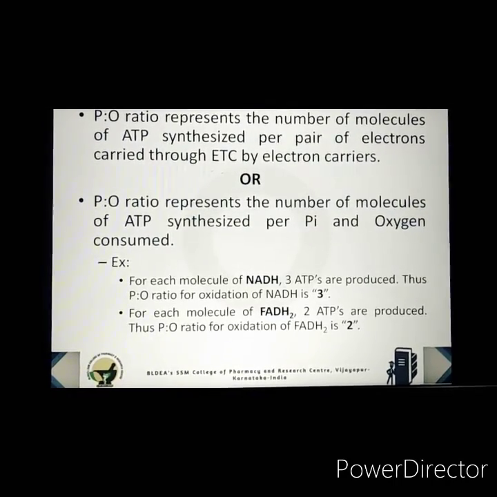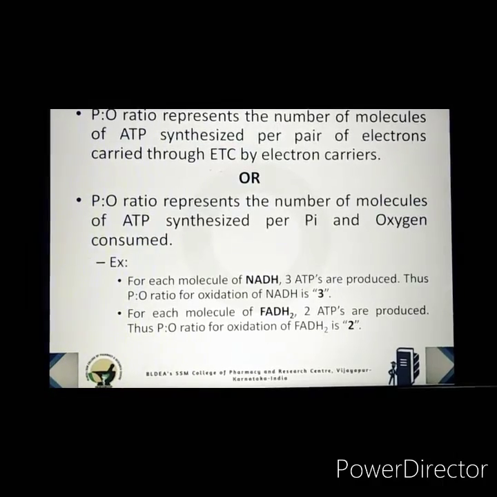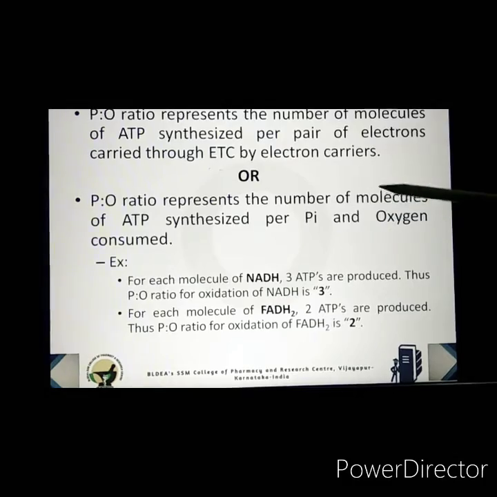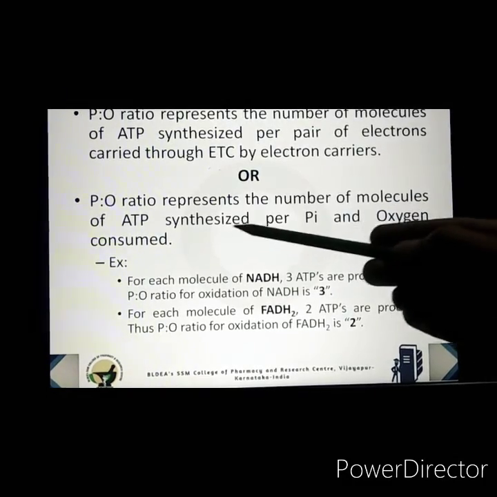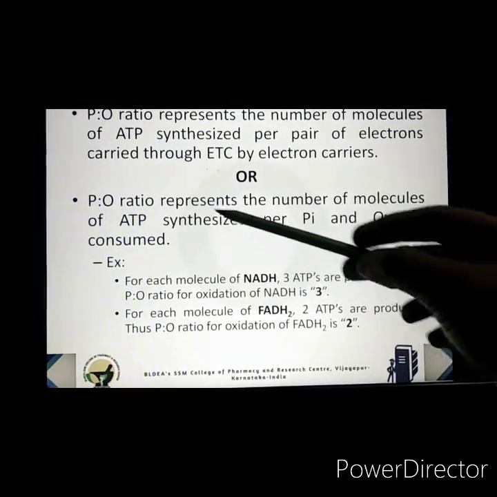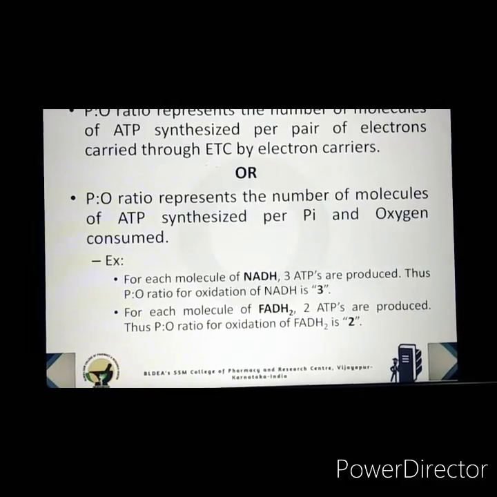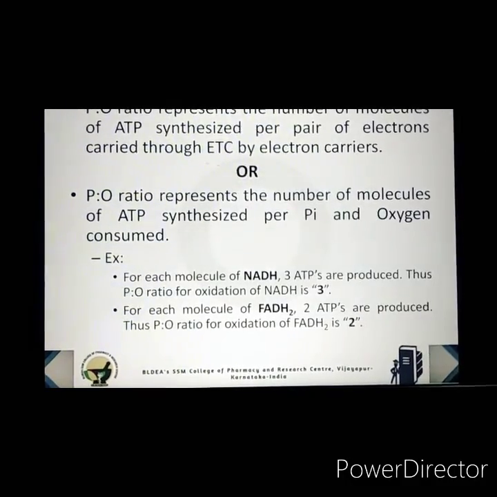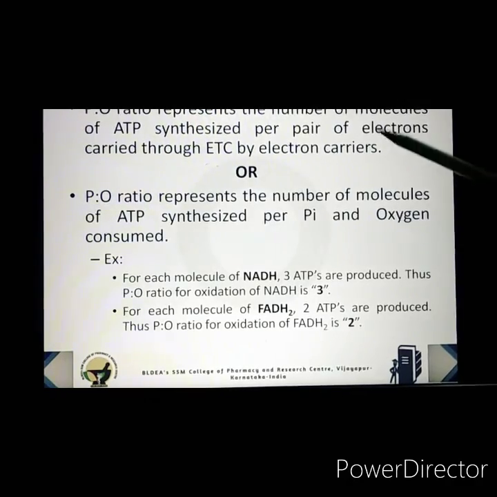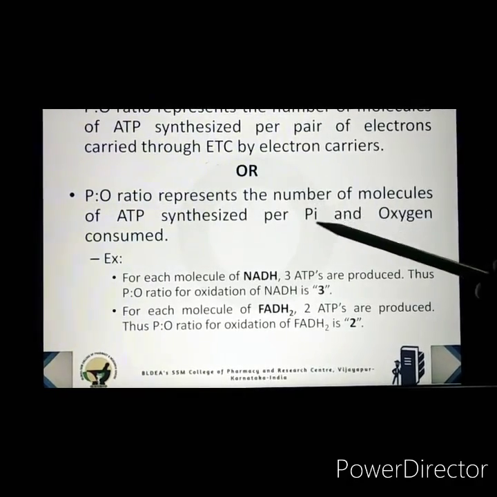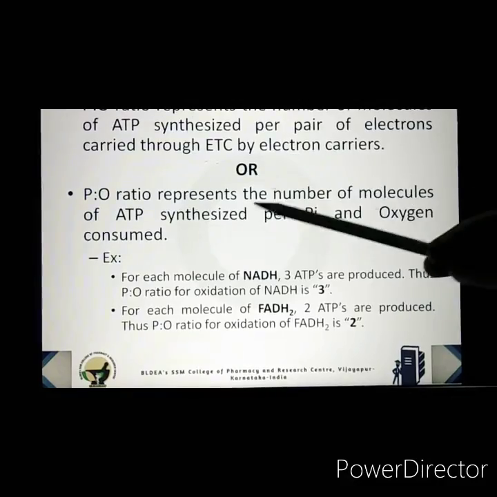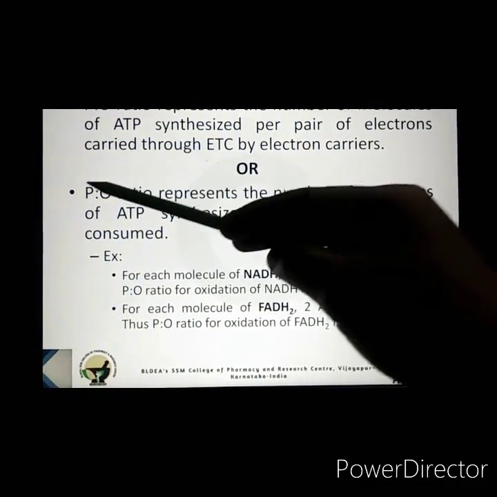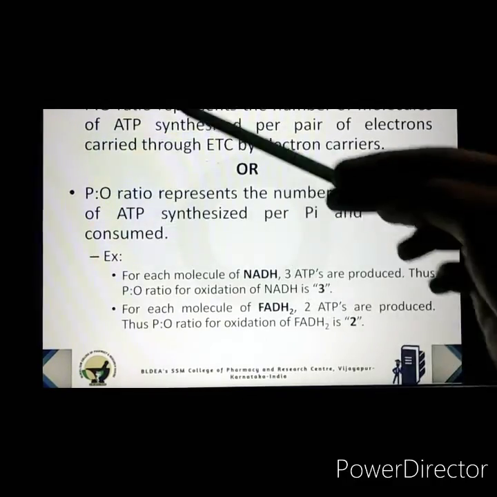Here an important point to remember is the PO ratio. What is this PO ratio? The PO ratio represents the number of ATP molecules synthesized per inorganic phosphate and oxygen consumed. That means for each atom of oxygen and for each atom of phosphate, how many ATPs are synthesized is known as the PO ratio, that is the phosphate to oxygen ratio.